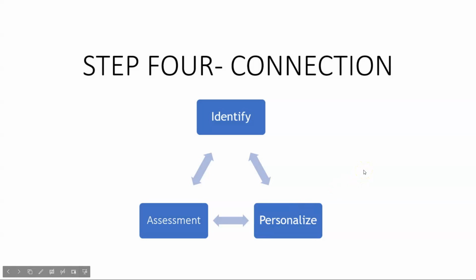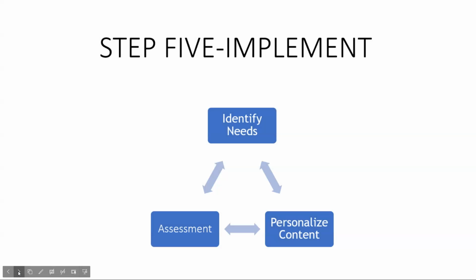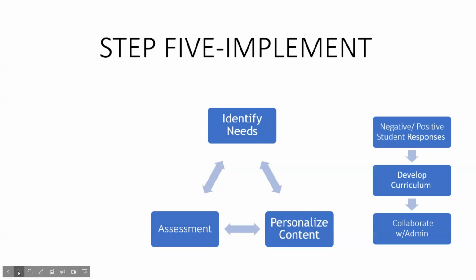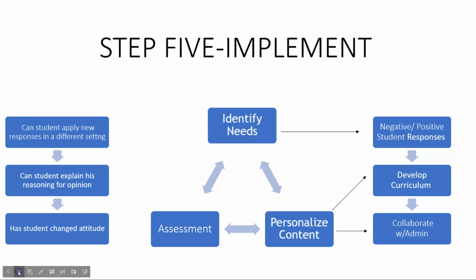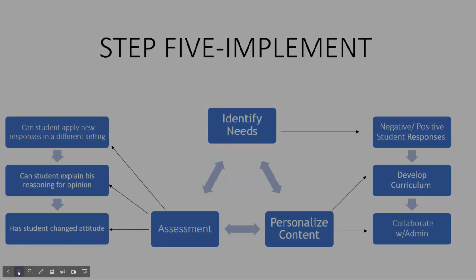So step 4 is our connection. So we're going to identify the student and the questions. We're going to personalize and make an assessment. How do we do this? So identifying the needs, we're going to look at the responses, develop the curriculum, and also collaborate with administration. Find out if the students' attitudes have changed, and can they explain the reasoning for their opinion, and can they apply responses in a new setting.